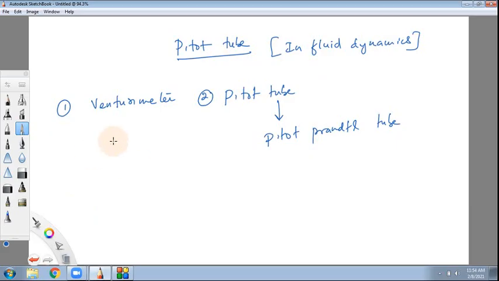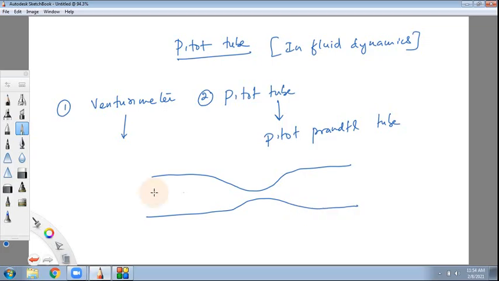So the Venturi meter, I told you, is a pipe whose cross section narrows in this manner. You have a certain area of cross section here, which is A1, and suddenly it narrows into a smaller area of cross section, which is A2 here, and again it comes back to the original area of cross section A1 here. So water is flowing here.